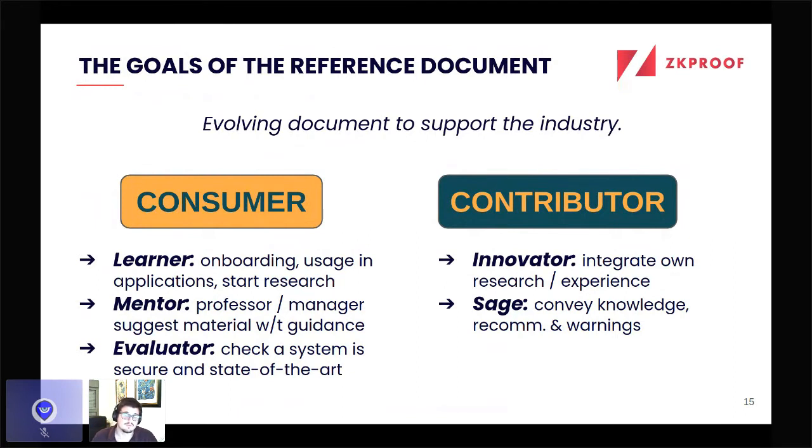Or you can be a contributor and say, I'm the innovator and I want to make sure that my research reaches the most amount of people, so I'm going to integrate parts of my paper into this document. And of course, the highest level here would be if you become a sage, then you can convey all the knowledge that you've accumulated throughout the years and all the recommendations and whatnot.